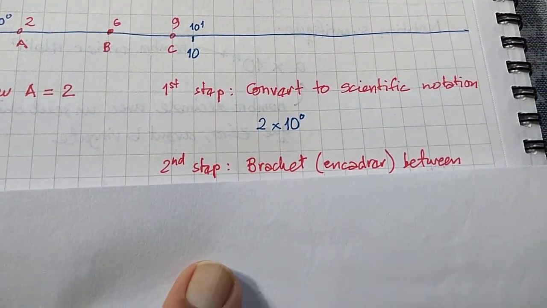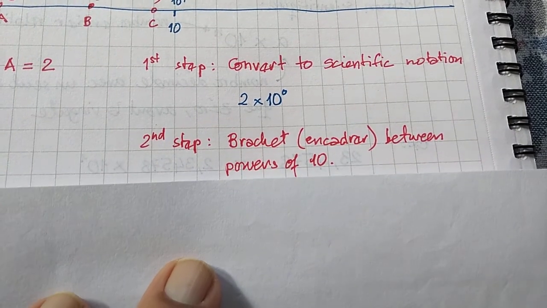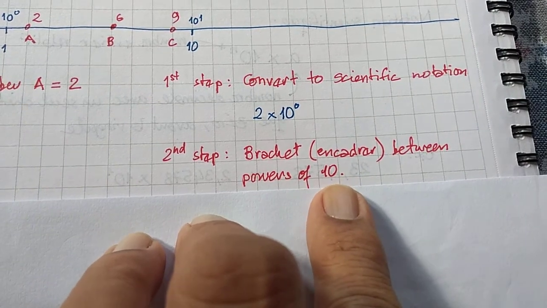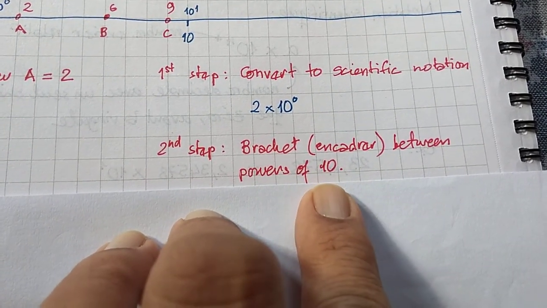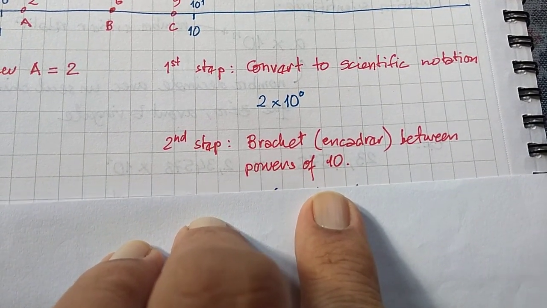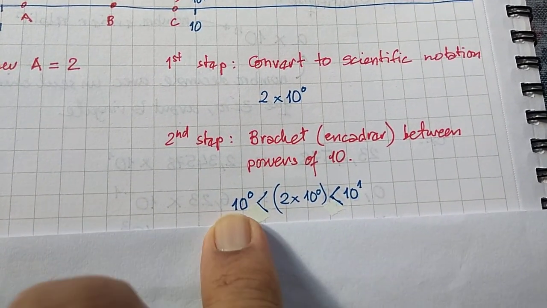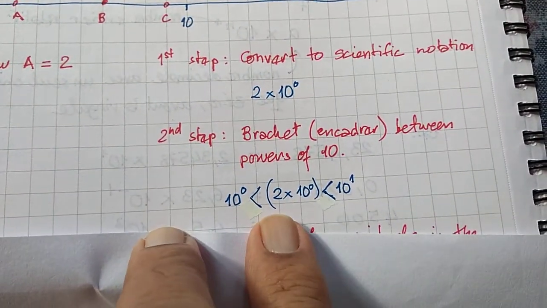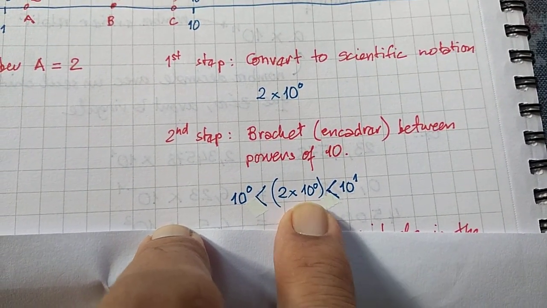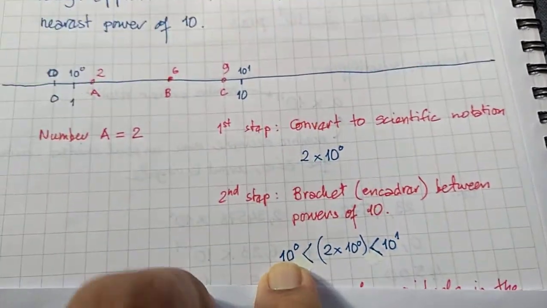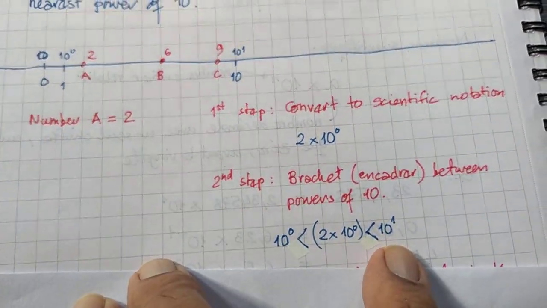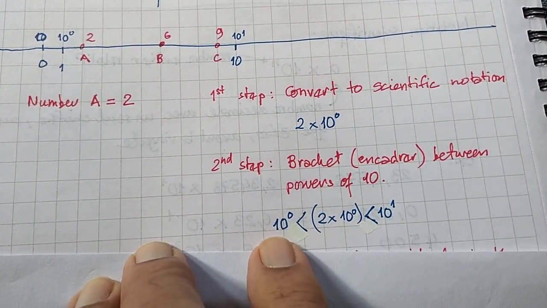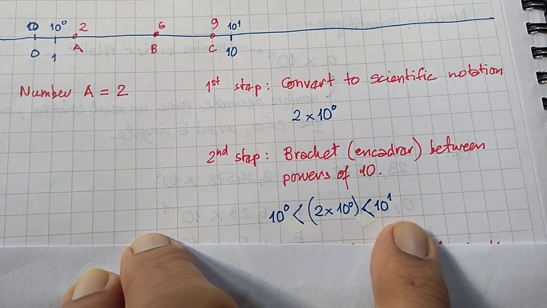Then we bracket it between two powers of 10. Bracket in French is encadré. You'll come across this word in the problems in this. So basically you write down 1 power of 10 this side, 1 power of 10 this side, and you write down your number in between. So 2 into 10 to the power 0 is bigger than 10 to the power 0. 2 is bigger than 1, but it is smaller than 10 to the power 1. So these are two consecutive powers of 10. 10 to the power 0, 10 to the power 1.